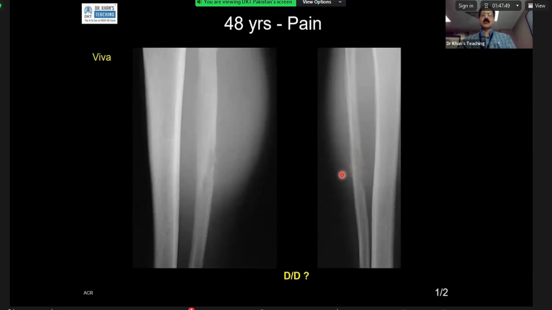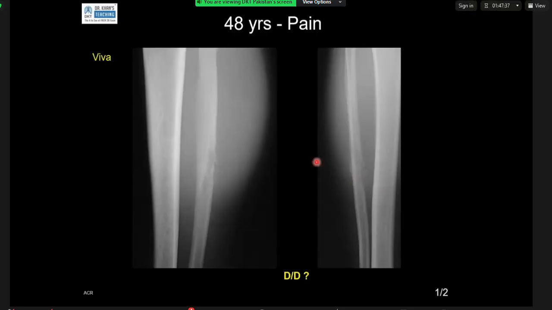Now the differential diagnosis is what we are talking about. Aggressive lesion here, mid shaft. So what will you consider? Ewing's and infection, osteomyelitis. 48 years old. Here comes the catch. Okay.